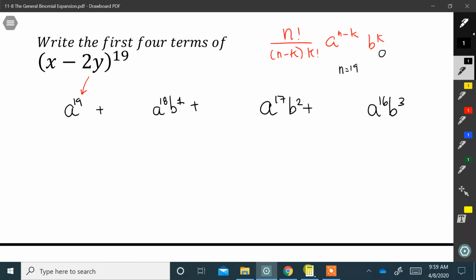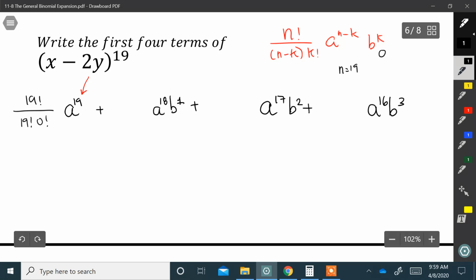So we're going to have 19 factorial over 19 minus 0 factorial times 0 factorial. This makes sense because 19 factorial divided by 19 factorial is 1. And that's what you want. The first term is always a 1. So that makes sense.